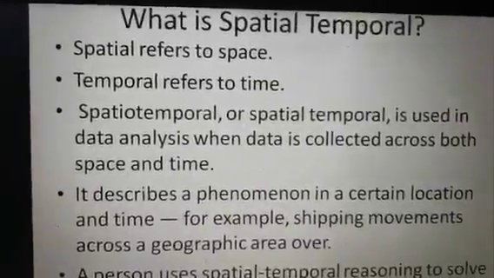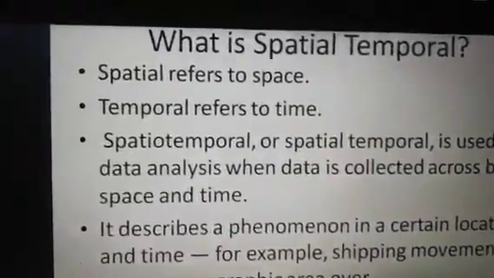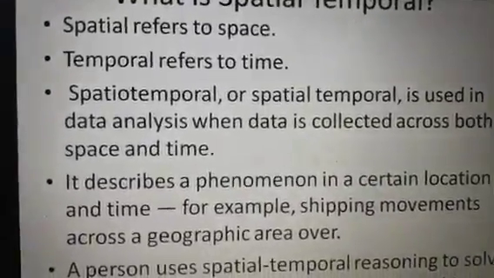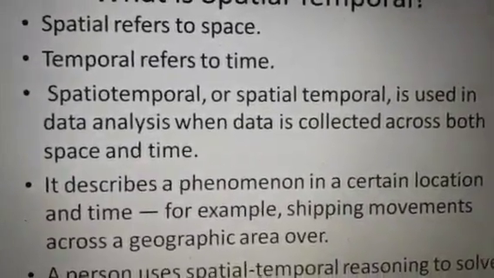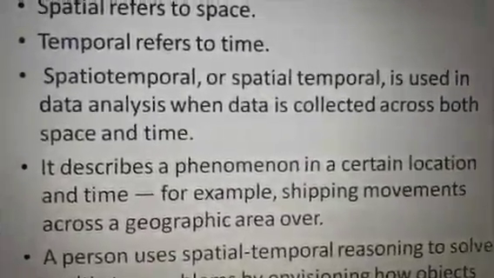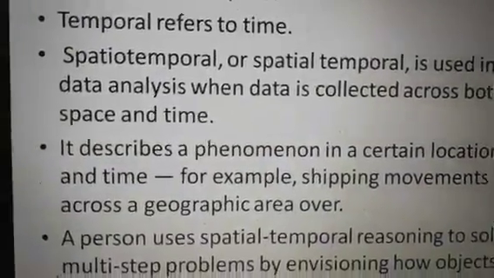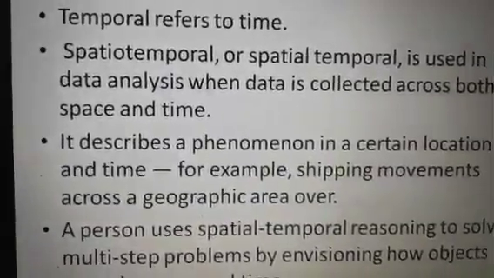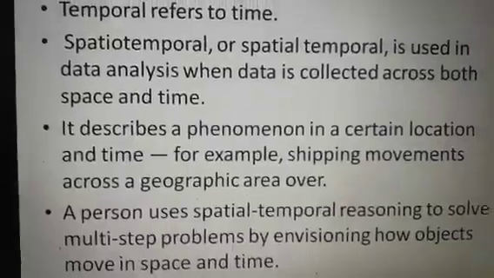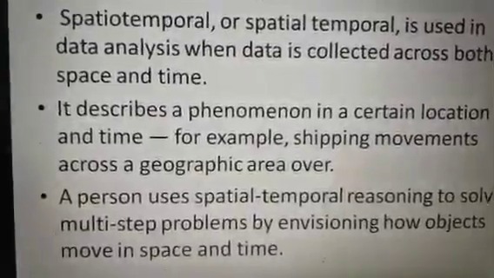So let us start with what you mean by spatial and temporal. Spatial refers to space and temporal refers to time. We all know this. Spatiotemporal or spatial temporal is used in data analysis, where data is collected across both space and time. So when we are talking about the size, composition and distribution, then in which countries and in which year we collect this type of data, that is called spatial temporal data. For example, shipping movements across a geographical area.